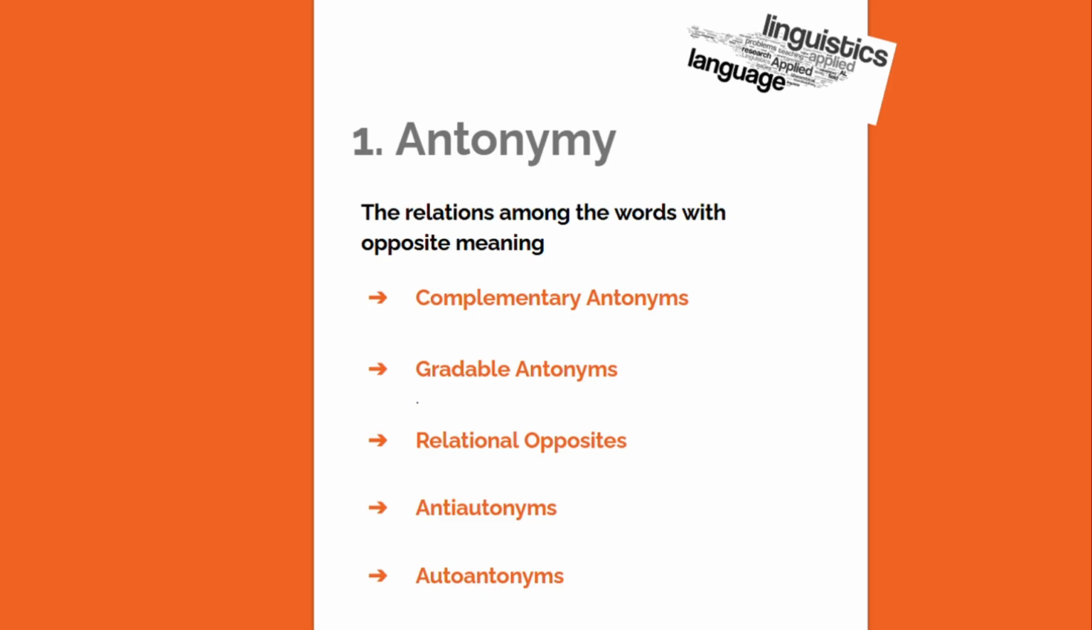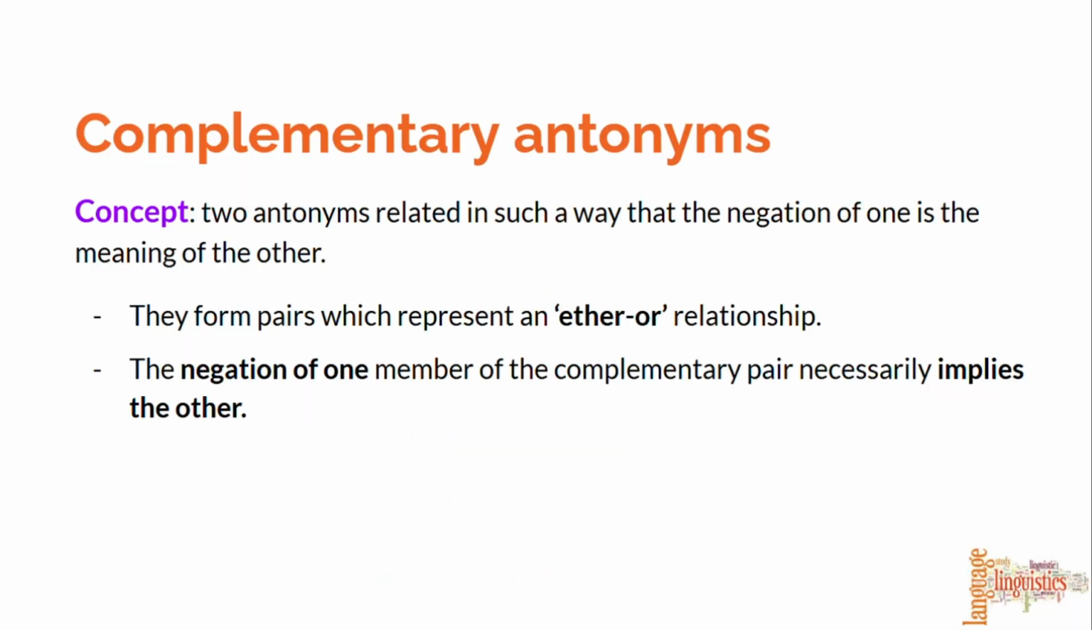So firstly, let's look at complementary antonyms. The definition of complementary antonyms: it is 2 antonyms related in such a way that the negation of one is the meaning of the other. And it has 2 features. One feature is that they form pairs which represent an either-or relationship. A second feature is that the negation of one member of the complementary pair necessarily implies the other.